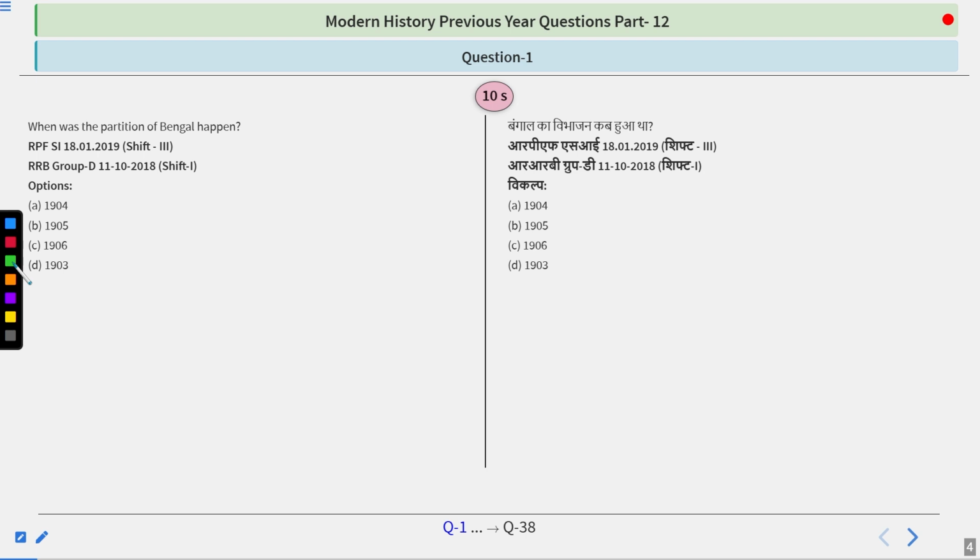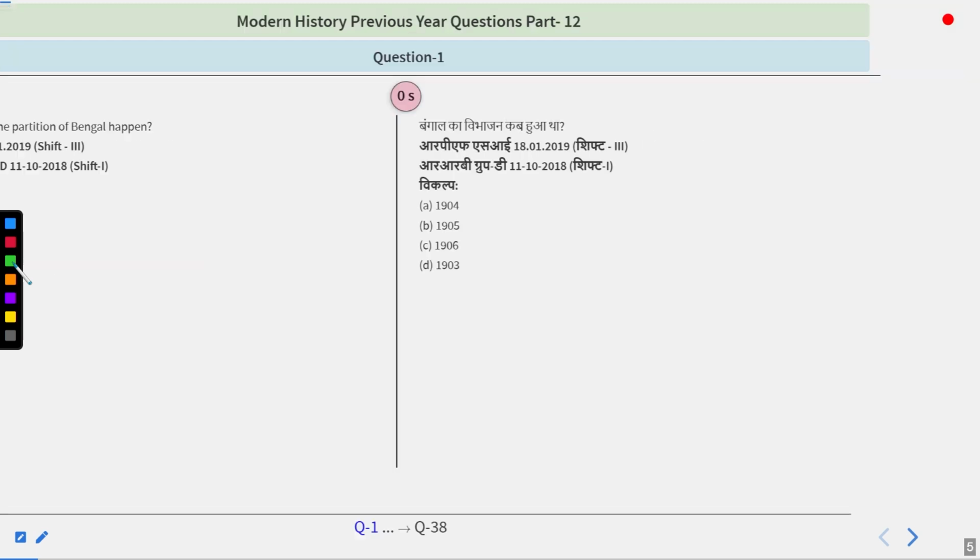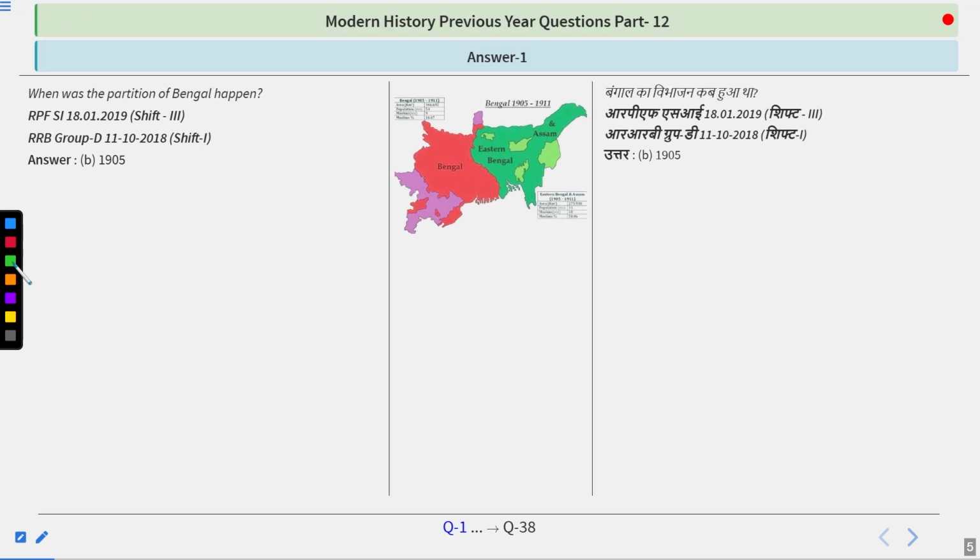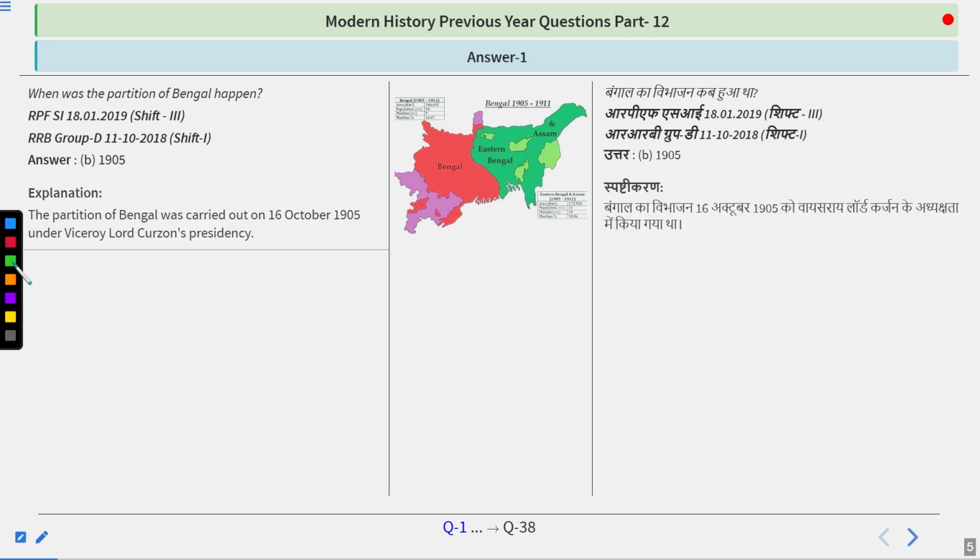The first question we have is, when did the partition of Bengal happen? Options are 1904, 1905, 1906 and 1903. Think about it and try to find out the answer, guys. I guess the answer you are giving is quite right, because the answer is 1905. The partition of Bengal was carried out on 16th October 1905 under the viceroyship of Lord Curzon.